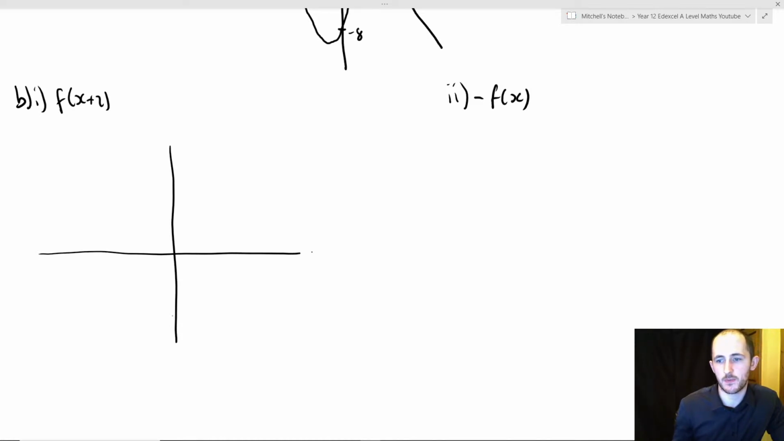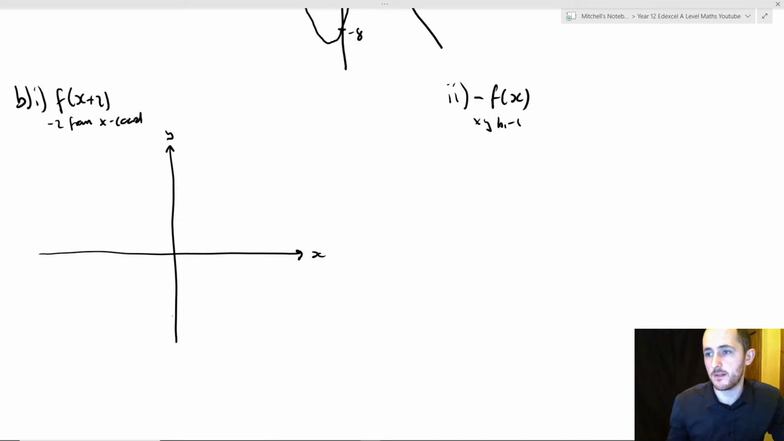Oh, hang on, there is actually one thing I forgot to do. So, plus 2 on the inside, it's -2 from x coordinates. And minus f of x means I'm timesing y by -1. So in other words, I'm just flipping the sign. So flip the sign of y, which is the same as saying a reflection in the x-axis.